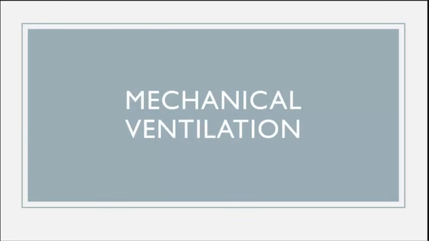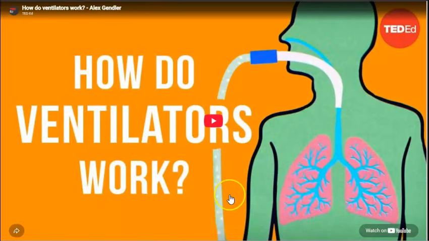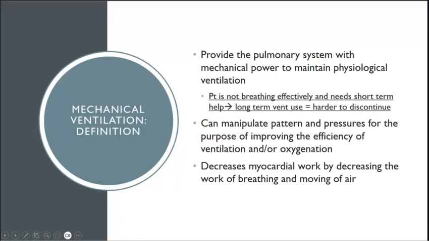Now your mechanical ventilators. I do highly encourage you to watch this video. It gives you a rundown of why we have ventilators and how they came about. It's very interesting. Okay, so our definition: provide the pulmonary system with mechanical power to maintain physiologic ventilation. What does this mean? That's a lot of big words. So the patient's not breathing effectively and we need short-term help. Their lungs aren't working, so we need a machine to do the work for them.